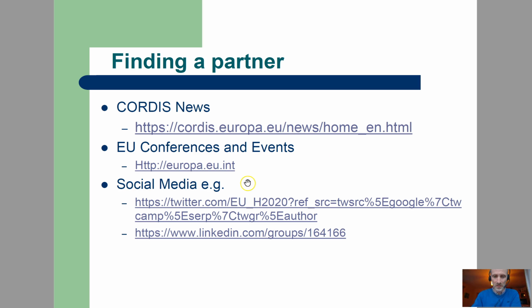Europa.eu, and there are lots of events mentioned on social media. This is the Horizon 2020 Twitter feed. This is a LinkedIn group on Horizon 2020, so you can join those and connect with different people through them. Those are just some examples of ways that you can find out about funding that's becoming available and partners that may be looking for people to join consortia.